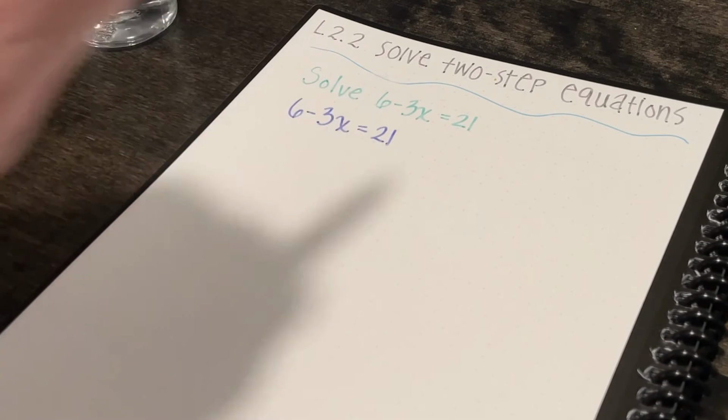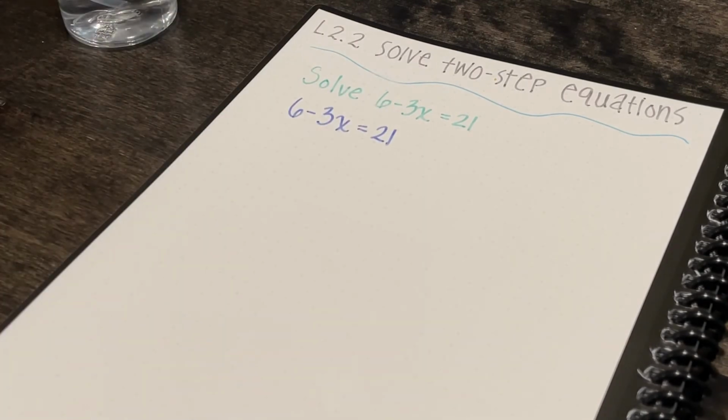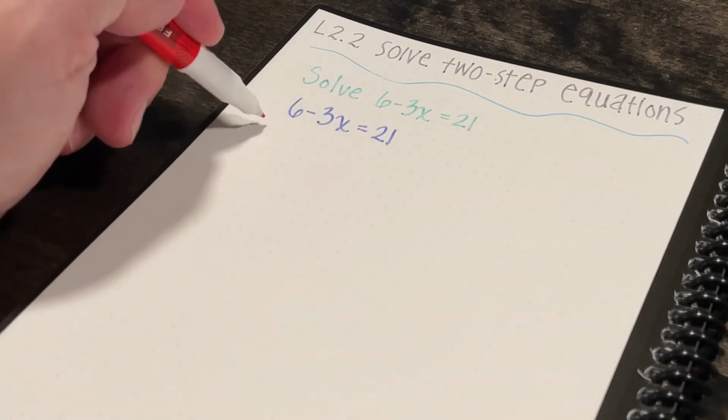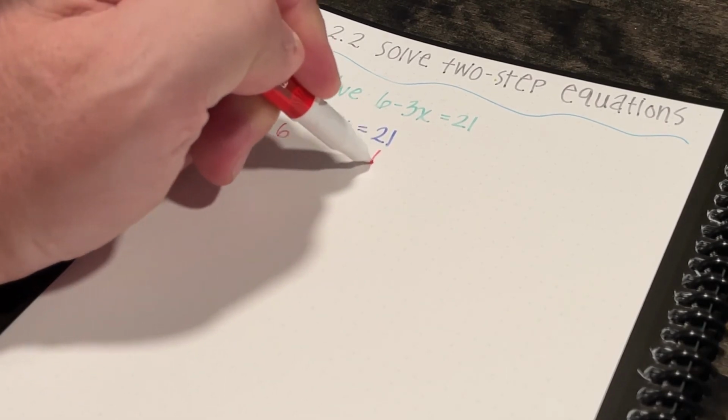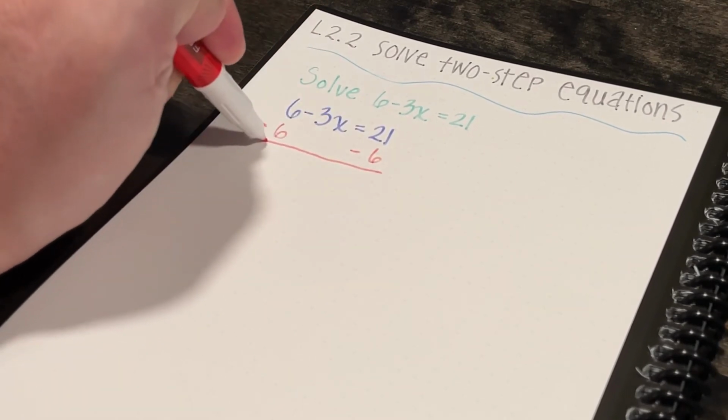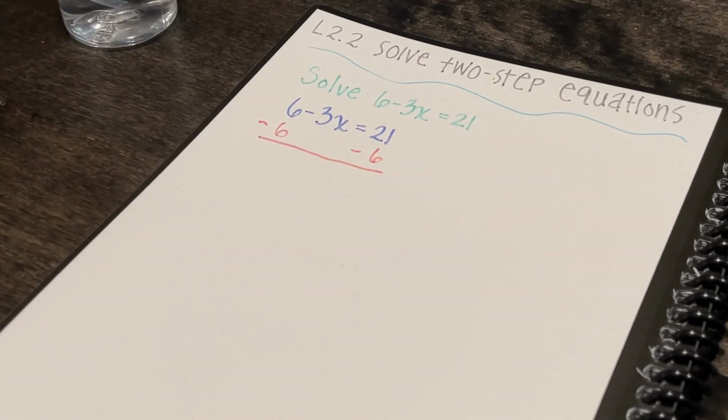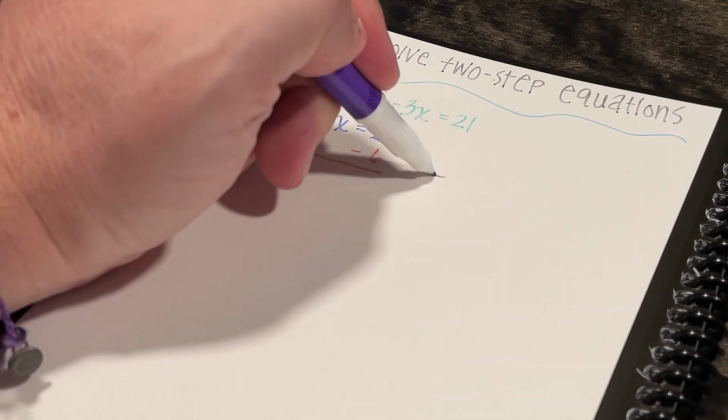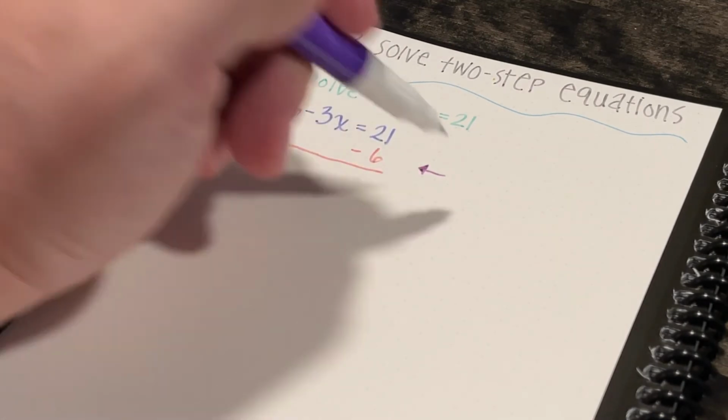This equation is a little bit different because I have a negative coefficient to my variable x, but I'm still going to go through the same process. The structure is going to be the same. So I'm going to subtract 6 from both sides using the subtraction property of equality.